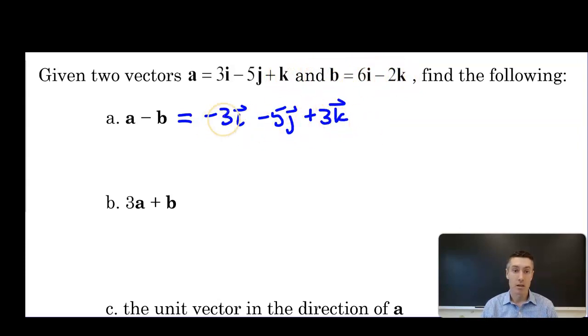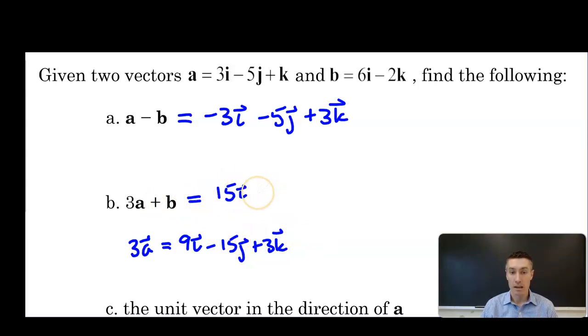And we can't combine these. They are not like terms, right? We have i's, we have j's, and we have k's now as far as the components of the vector. I's represent the x component of the vector, j is the y, k is the z. So now 3A plus B. Let's just find 3A first. So 3A is 9i minus 15j plus 3k. Adding that to B, we get 15i minus 15j, and then plus k.